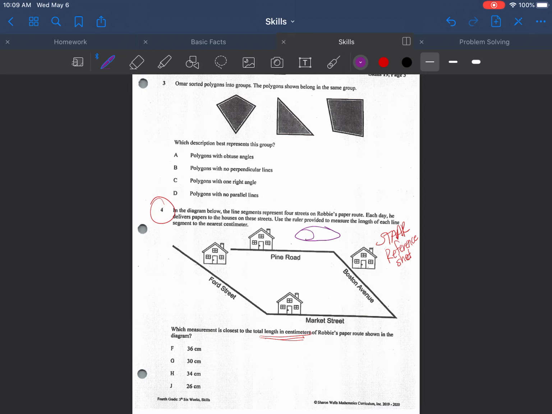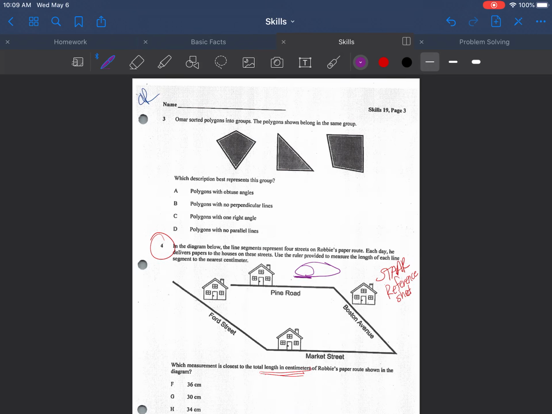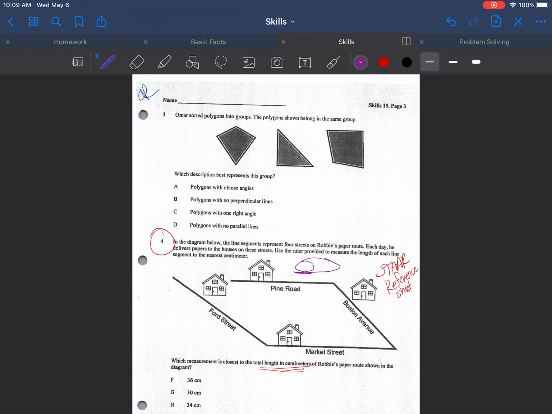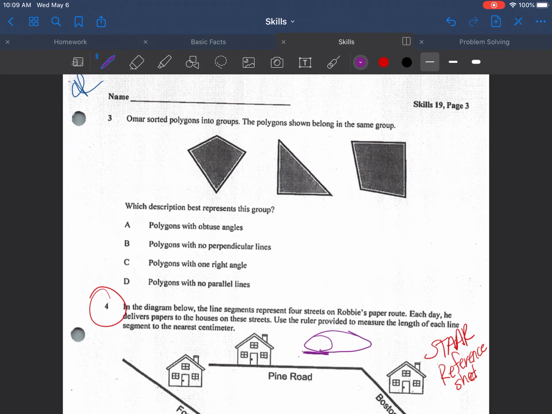And if you do not have a ruler, you're going to have to more or less estimate. Remember that 1 centimeter is very, very tiny. Like the little cap of a paper clip. The little top. Remember that the paper clip looks like this? So the centimeter would be this part. So you're going to have to more or less estimate. But first, try to look for your STAAR reference sheet in your math binder.